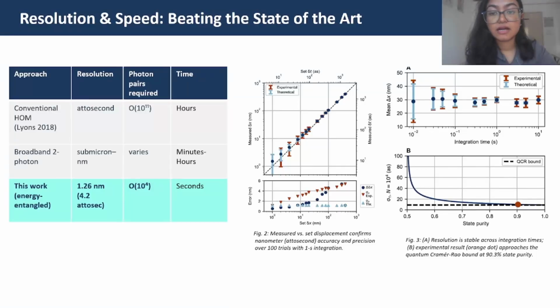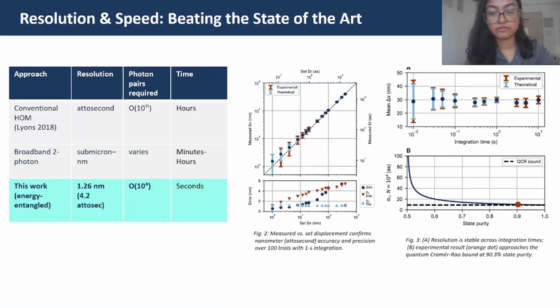The prior state of the art in conventional, that is non-ultra-broadband, quantum interferometry was demonstrated by Lyons et al. in 2018. They achieved attosecond scale resolution, but it required on the order of 10 to the power 11 photon pairs and hours of measurement time.